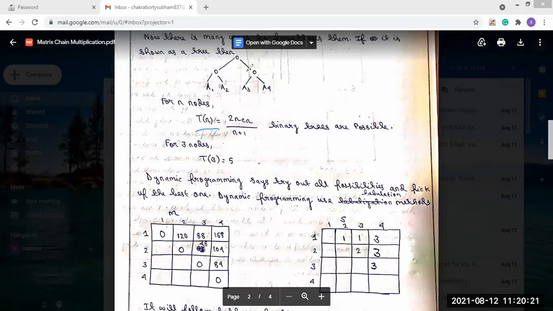So that means here, now how do we say that 3 nodes are possible? If we see the number of multiplications present, it is A1 into A2, then A3, and A4.